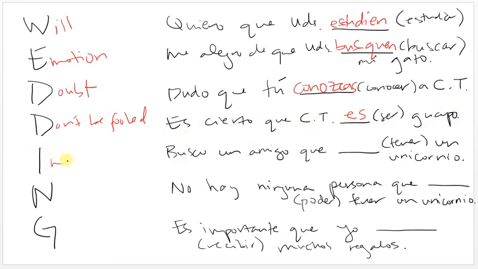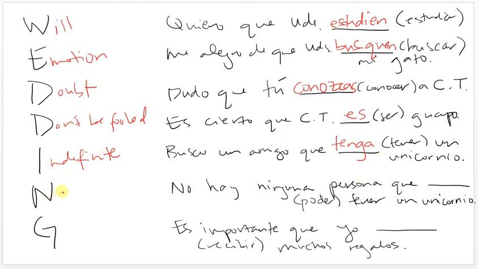Okay, the I stands for indefinite. So if you're looking for something or if you're needing something and you don't know if it exists or not, then you have to use a subjunctive. So busco un amigo que. I'm looking for a friend who has a unicorn. And I'm looking for them. I don't know if they exist. Therefore, I have to use a subjunctive. The yo is tengo. Drop the O and add the opposite ending, tenga.